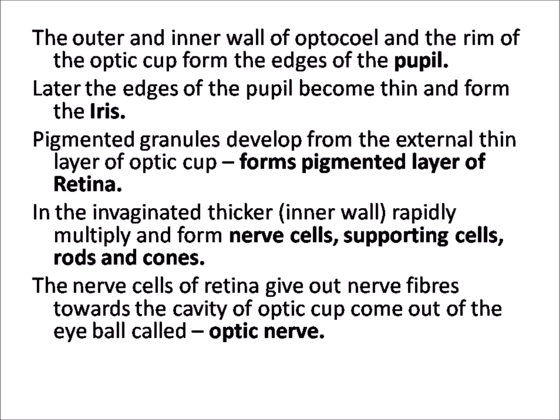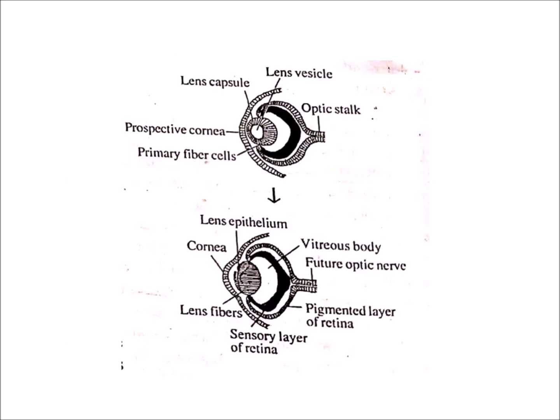Pigment granules develop from the external thin layer of the optic cup and form the pigmented layer of the retina. In the previous figure, this pigmented layer has been shown. The invaginated thicker inner wall rapidly multiplies and forms nerve cells, supporting cells, rod cells and cone cells, which are the sensory cells. The nerve cells of the retina give out nerve fibers towards the cavity of the optic cup and come out of the eyeball, called the optic nerve.